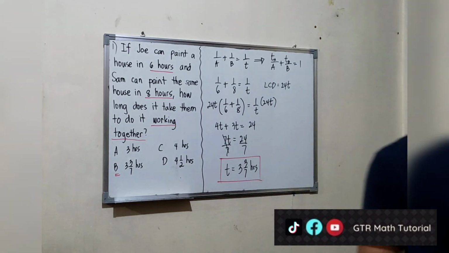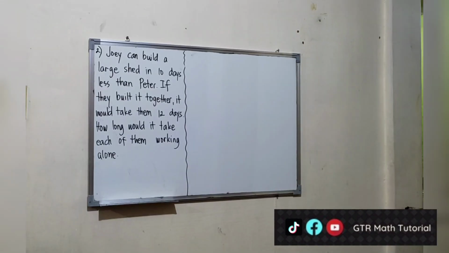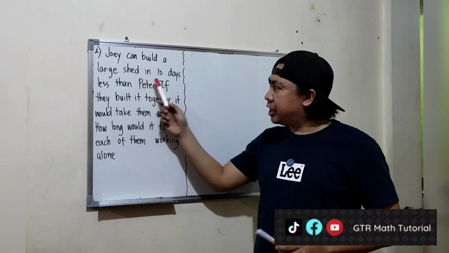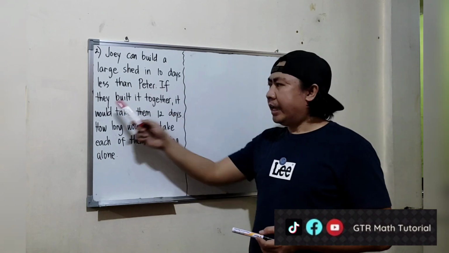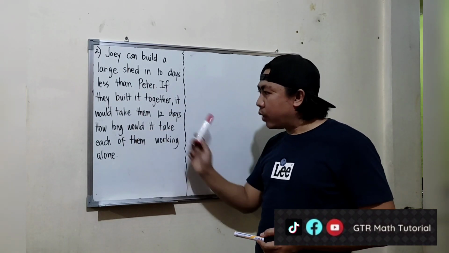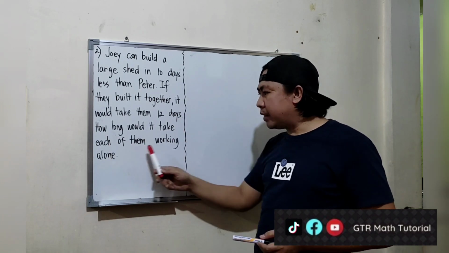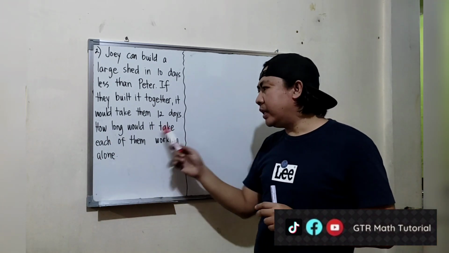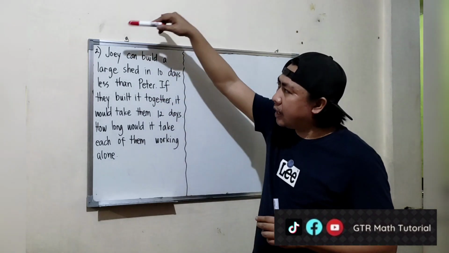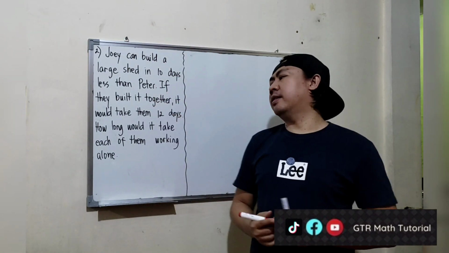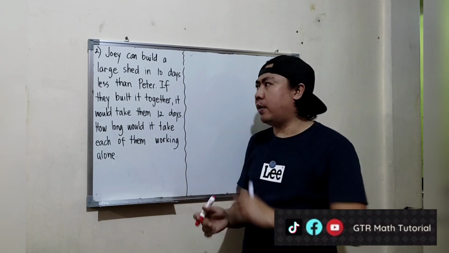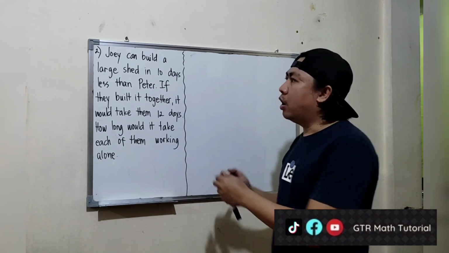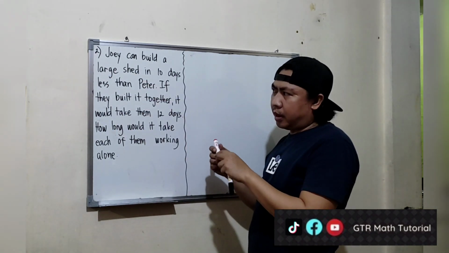Okay, next example. Okay, number 2. So, Joey can build a large shed in 10 days less than Peter. If they build it together, it would take them 12 days. So, how long would it take each of them working alone? So, dalawang hinahanap dito parehas na rate nila. How long would it take each of them? So, hinahanap natin ang rate ni Joey and then rate ni Peter. So, wala na tayong choices sa ngayon. Dalawa yung hinahanap natin. So, pinakita ko lang yung kanina may choices para alam nyo na agad pag in-estimate. Okay? So, number 2, nabasa ko na ba't inulit pa.